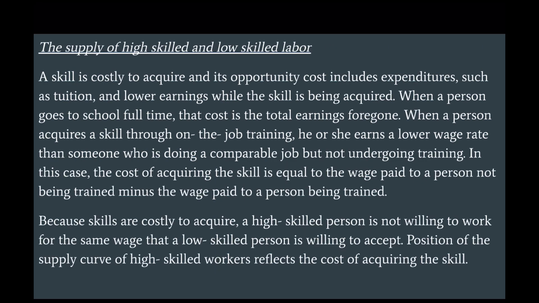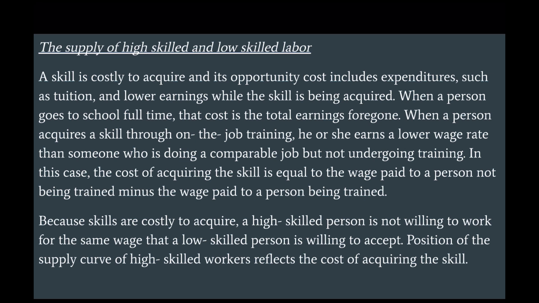The supply of high skilled and low skilled labor. A skill is costly to acquire and its opportunity cost includes expenditures such as tuition and low earnings while the skill is being acquired. When a person goes to school full time, that cost is the total earnings foregone. When a person acquires a skill through on-the-job training, he or she earns a lower wage rate than someone who is doing a comparable job but not undergoing training. In this case, the cost of acquiring the skill is equal to the wage paid to a person not being trained minus the wage paid to a person being trained.